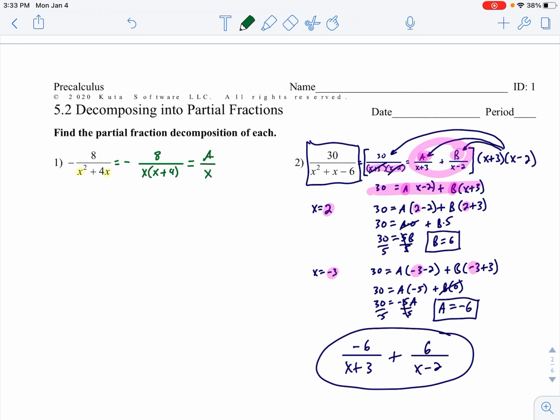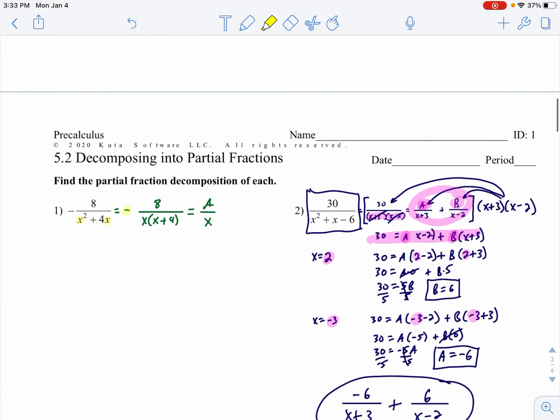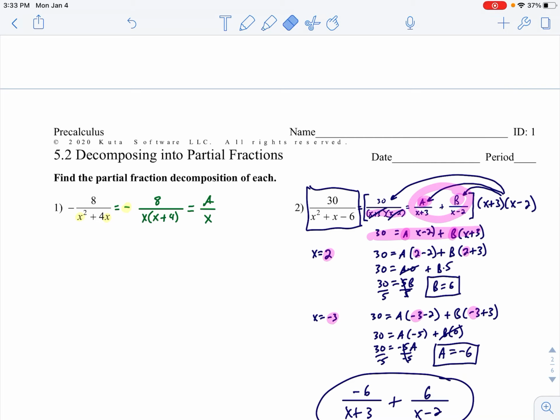Oops, I'm about to mess that up because I'm forgetting that negative sign there. Let me recall how to do that. That might be why you're having an issue. No, that's okay. We don't need to worry about that negative sign just yet. Actually, we just want to put it up there with that 8. So that does make a difference. That's important. So it becomes a over x plus b over x plus 4. Okay, so in this problem, we are going to multiply everything by x plus 4.